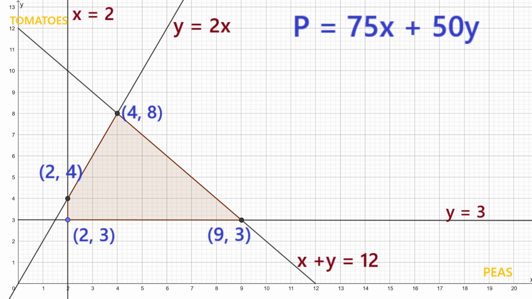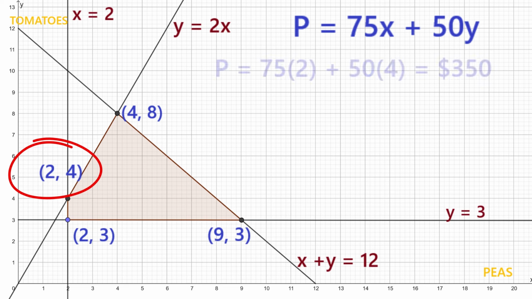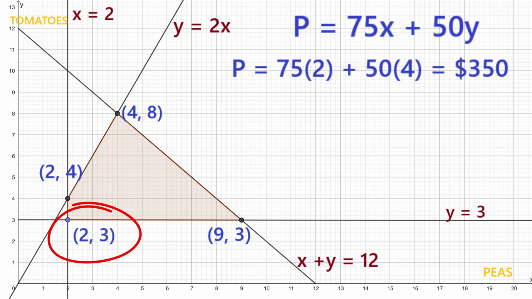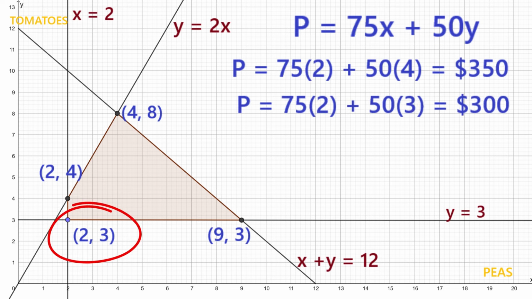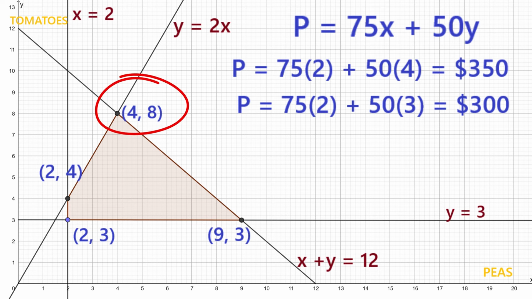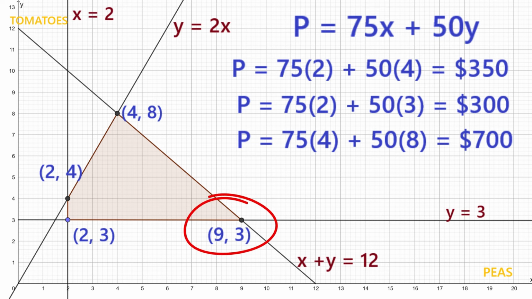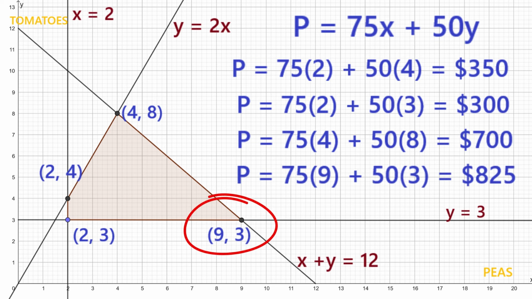Now let's determine which pair of coordinates at the corner points gives the maximum value of P. We'll substitute each pair one at a time. When x equals 2 and y equals 4, profit equals $350. When x equals 2 and y equals 3, profit equals $300. When x equals 4 and y equals 8, profit equals $700. When x equals 9 and y equals 3, profit equals $825.